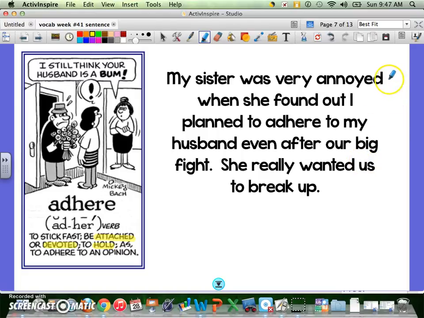"My sister was very annoyed when she found out I planned to adhere or stick to my husband, even after our big fight. She really wanted us to break up." So in this sentence, the woman is going to stay with her husband. She's going to remain devoted to him or loyal to him.